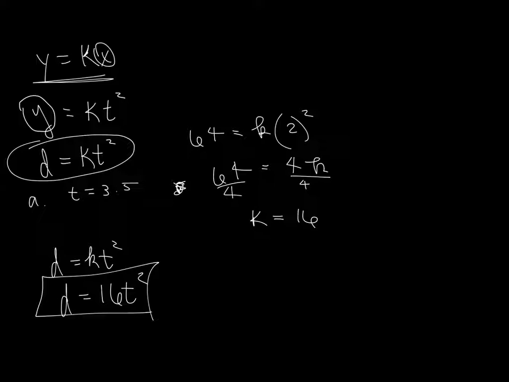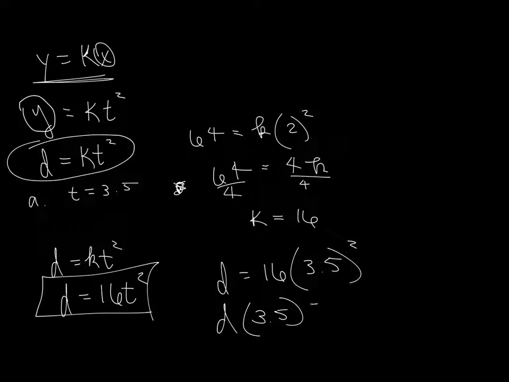How far will he have fallen after 3.5 seconds? We're looking for d, 16, and we have 3.5 that we're going to plug in there for t. Don't forget to square that. So when we plug 3.5 seconds in there, we get 196 feet for his distance in 3.5 seconds.